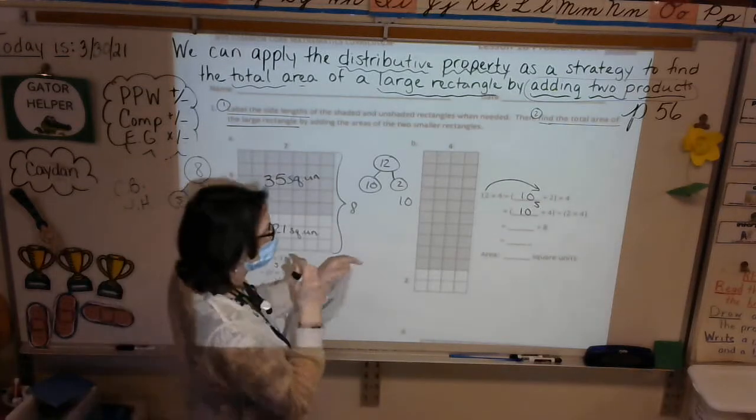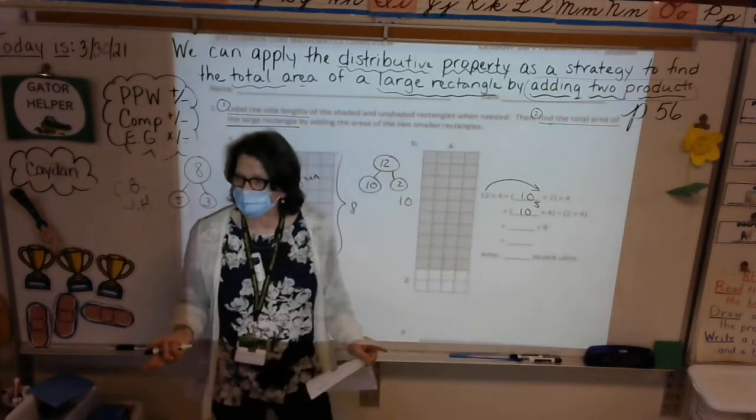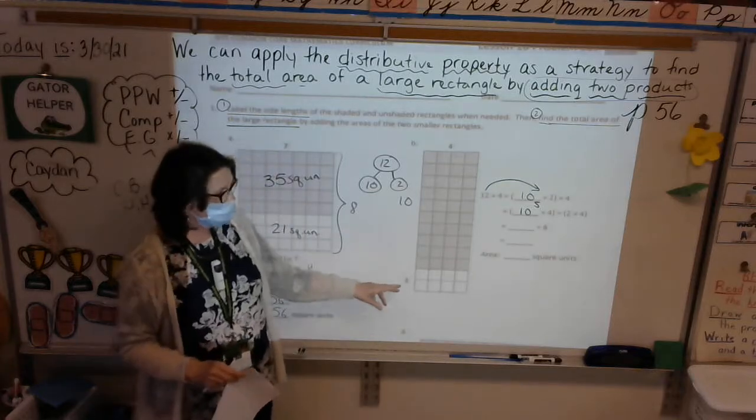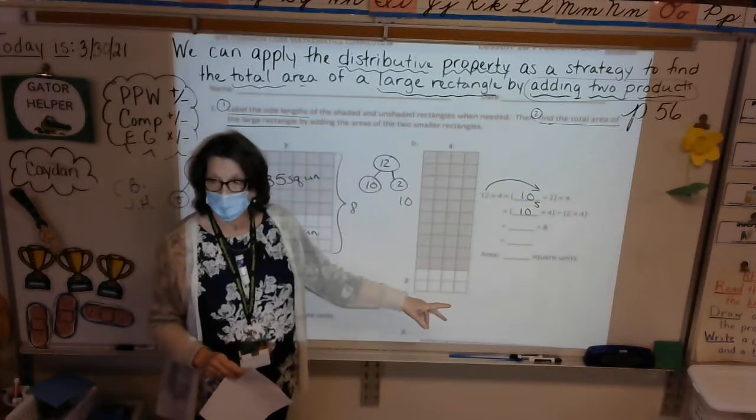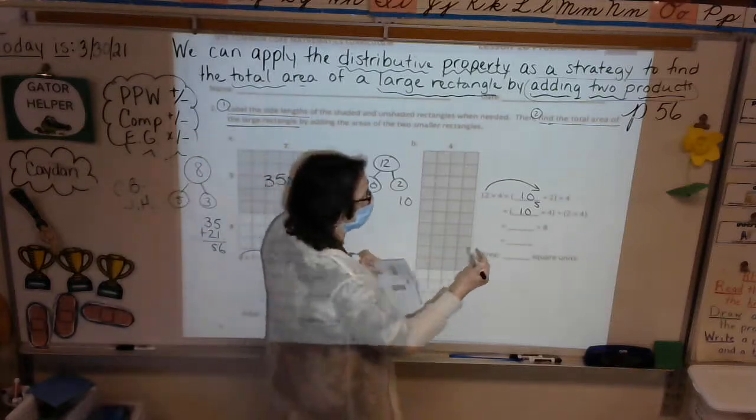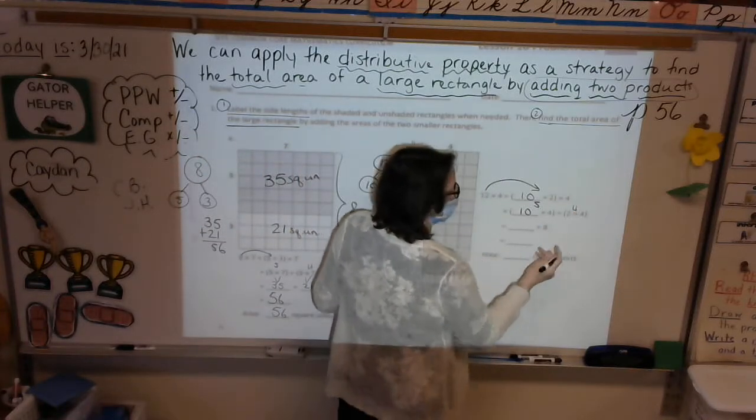All right, now, if this is the shaded, what does 2 times 4 represent? Look at your picture. 2 times 4, that represents the area of the unshaded. So let's put a U above there. Notice each time they're making us do a little more work.